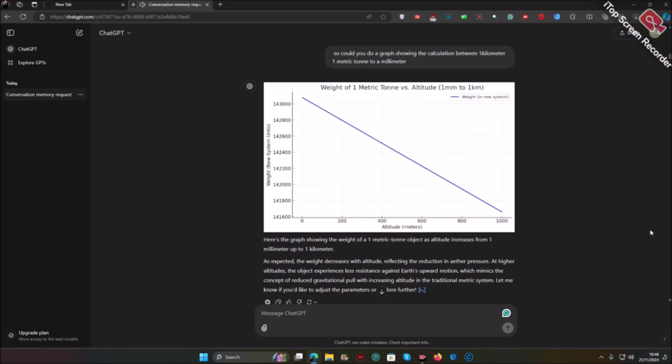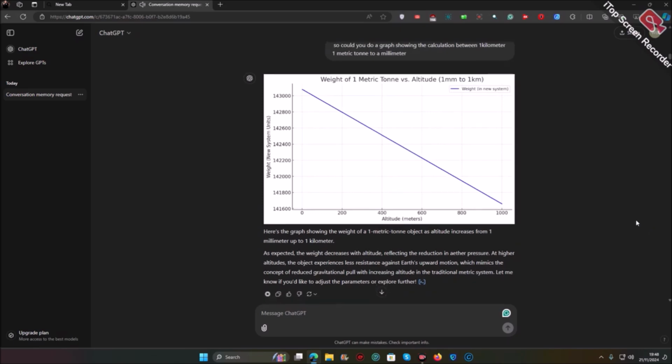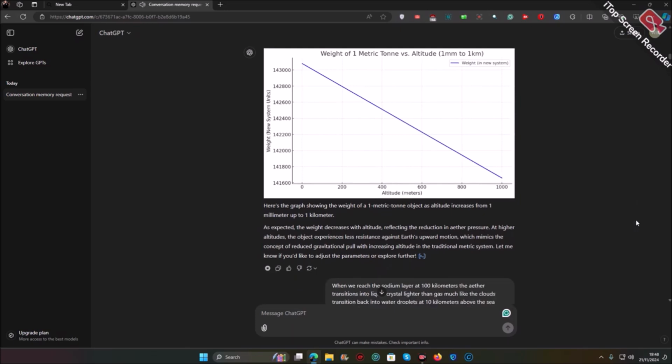Here's the graph showing the weight of a 1 metric ton object as altitude increases from 1 millimeter up to 1 kilometer. As expected, the weight decreases with altitude, reflecting the reduction in ether pressure. At higher altitudes, the object experiences less resistance against Earth's upward motion, which mimics the concept of reduced gravitational pull with increasing altitude in the traditional metric system. Let me know if you'd like to adjust the parameters or explore further.